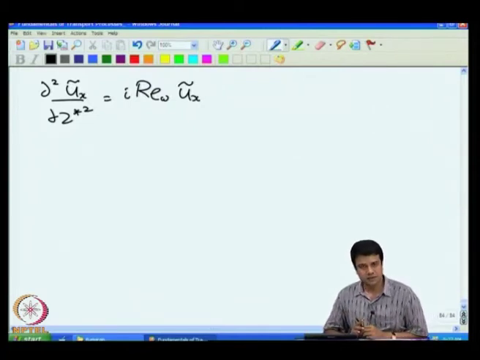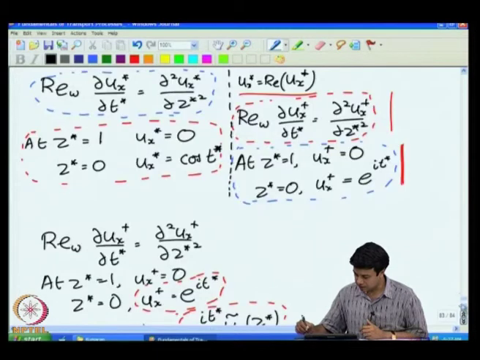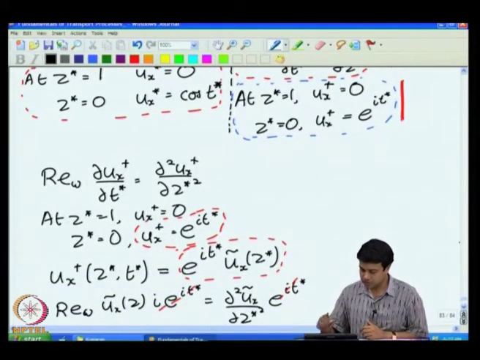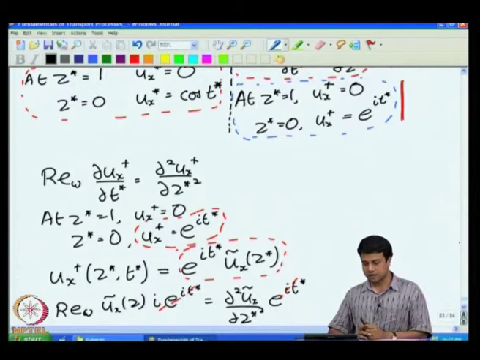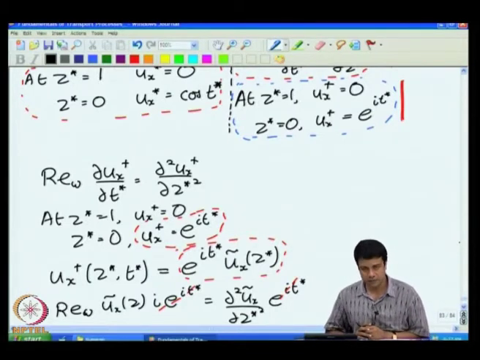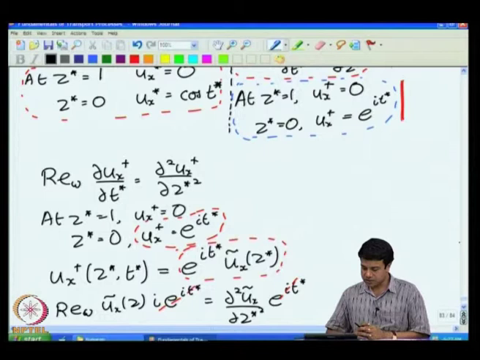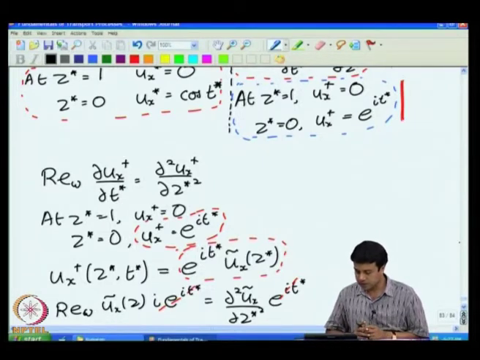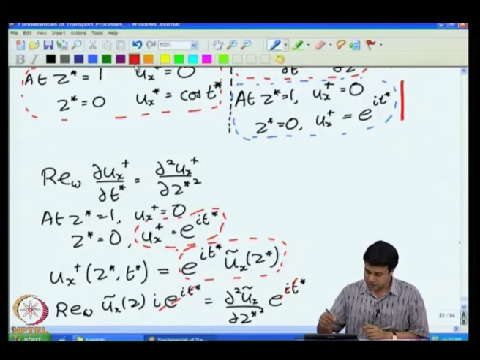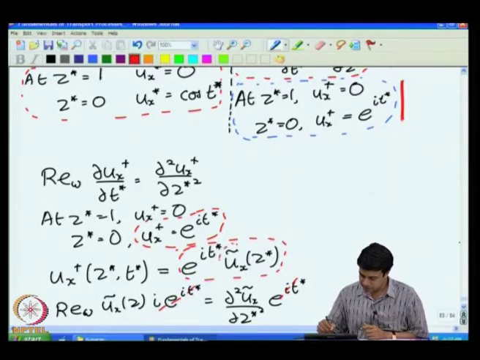Now, this equation is an equation only in the z coordinate. We had got rid of the time variable by postulating that the solution has to be of this form because it is being driven by an oscillatory flow in time. Once I put this form of the solution in, e power i t will cancel on both sides and I get only an ordinary differential equation in the z coordinate for this variable, this u tilde.